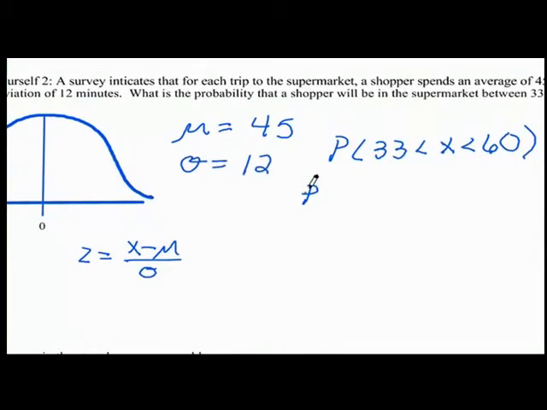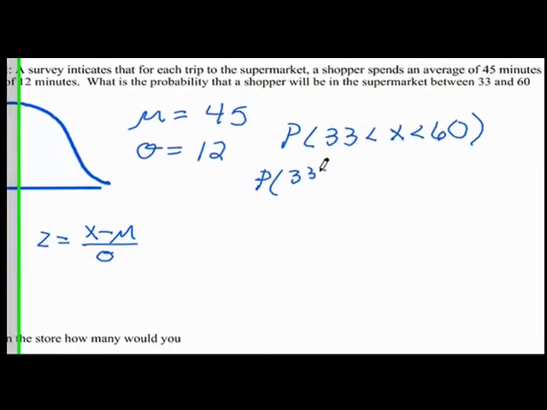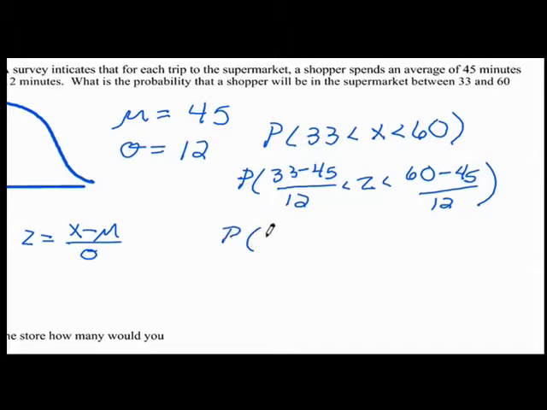So in this case, we're going to try to find the probability that our x here is 33 minus the mu, which is 45, divided by our sigma of 12, is less than z is less than, and now we're going to do the 60 minus 45 divided by the standard deviation, which is 12. So when you calculate each one of these, and make sure you press enter before you divide, it's going to be from -1 to 1.25. So this gives you -1, and this gives you 1.25.